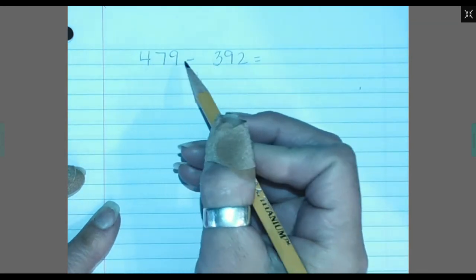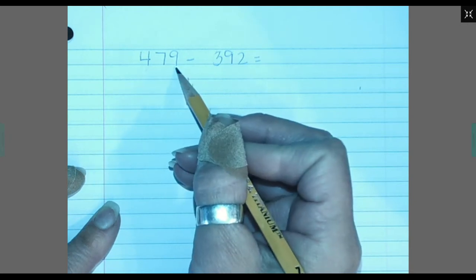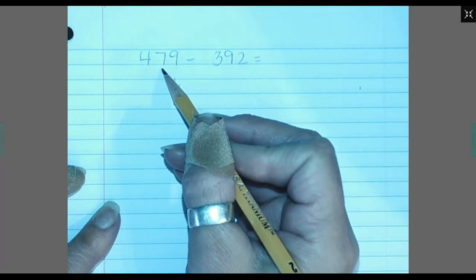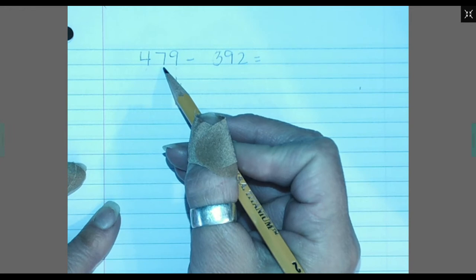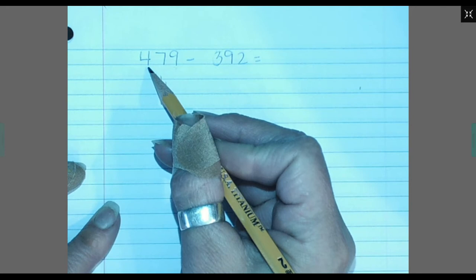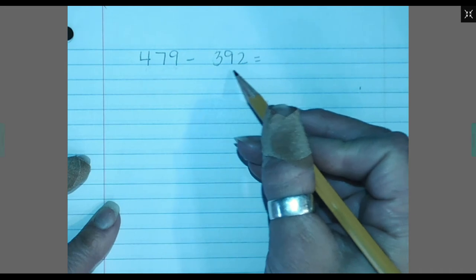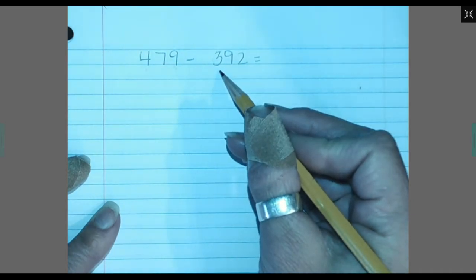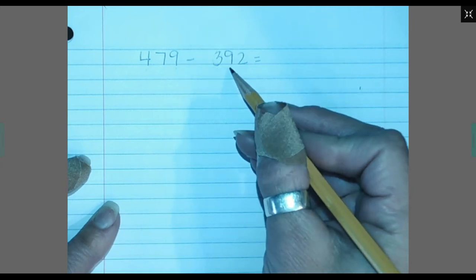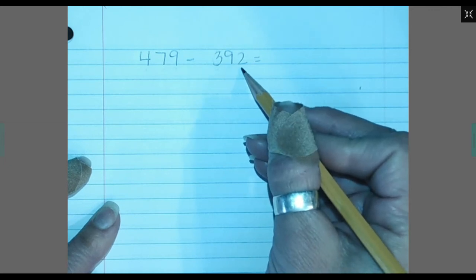So we are starting with 479. How much do we have in each place? In my ones place, we have 9 ones. In my tens place, we have 7 tens, which has the value of 70. In my hundreds place, we have 4 hundreds with the value of 400. And we're going to be taking away 392. What is the value of each of those places? 3 hundreds, the value is 300. 9 tens, the value is 90. And 2 ones, the value is 2.